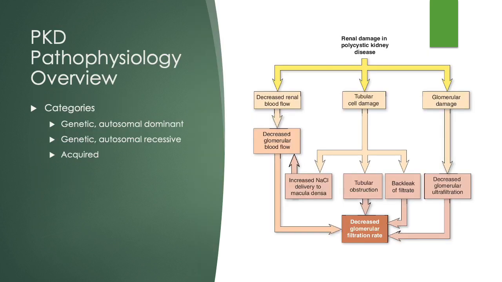This is a really good concept map describing polycystic kidney disease, and we discussed some of these concepts already. When you have damage in your kidneys due to these cysts, you'll see decreased renal blood flow. You'll also see tubular cell damage, and you'll also see glomerular damage. Ultimately, all of these lead to a decreased GFR, glomerular filtration rate, which indicates kidney disease. So make sure you understand that concept. Anytime there's damage to the kidneys, your BUN, creatinine, and GFR are affected.